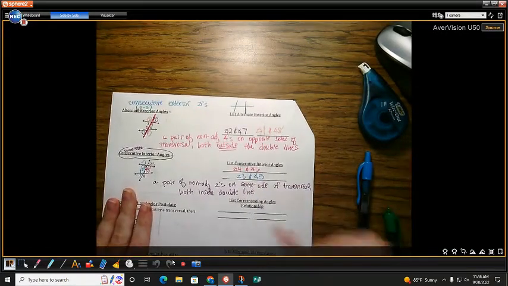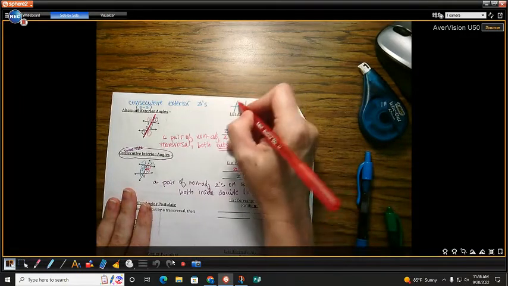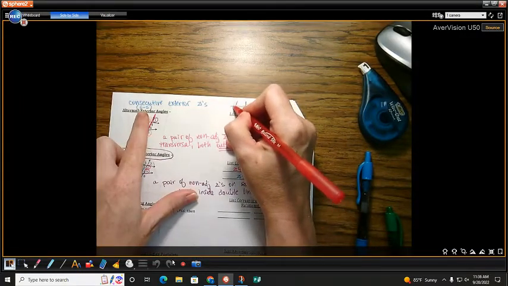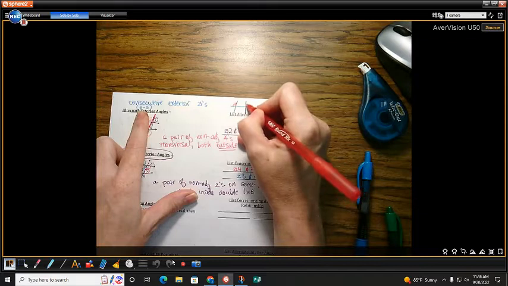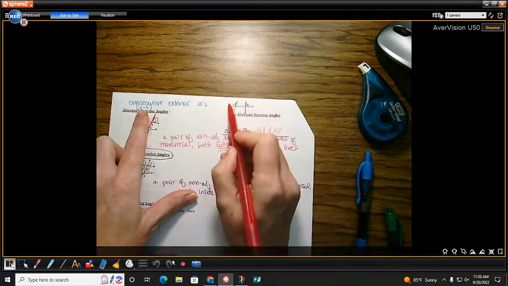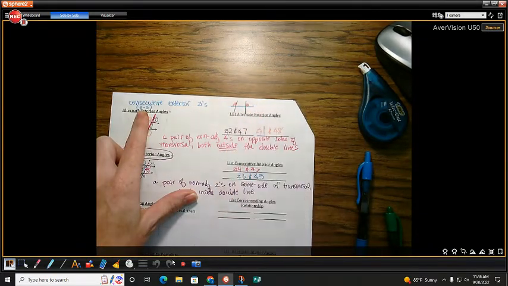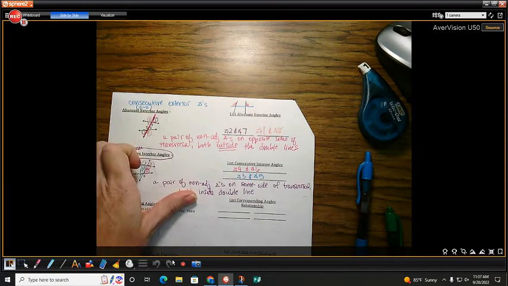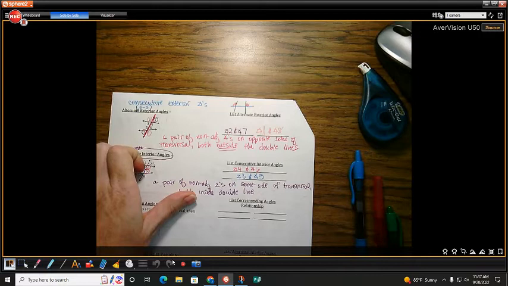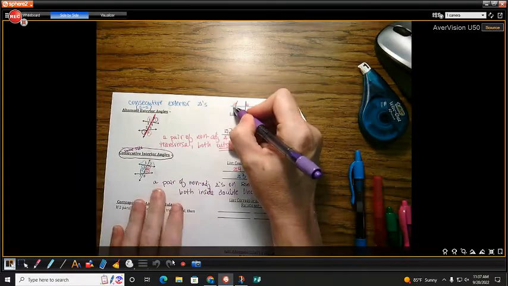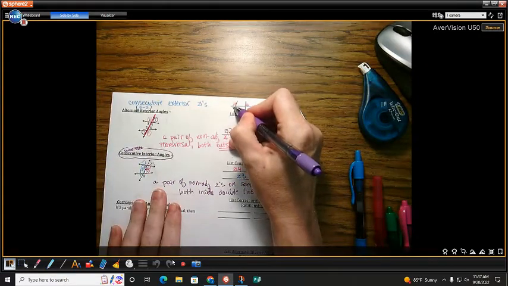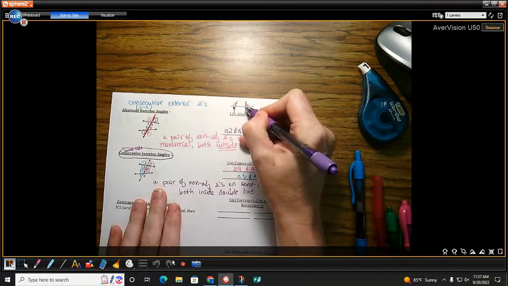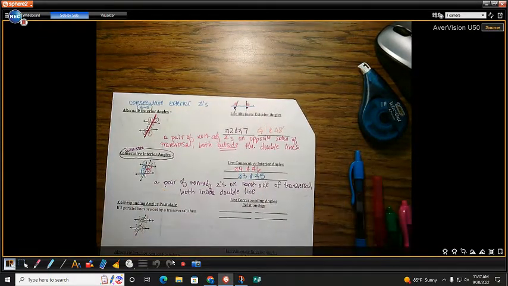Consecutive exterior angles are going to be on the same side of the transversal, but outside the double lines. And then, of course, there'll be another set that's down here. This purple guy and this purple guy are same side exterior.